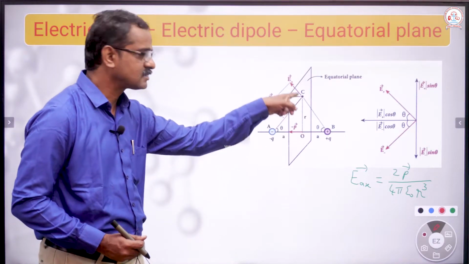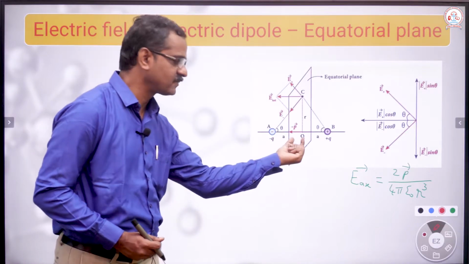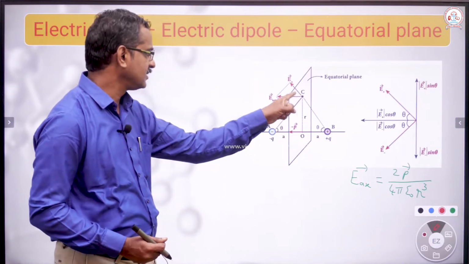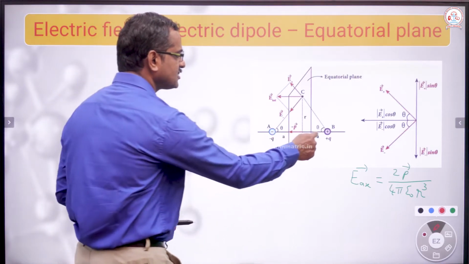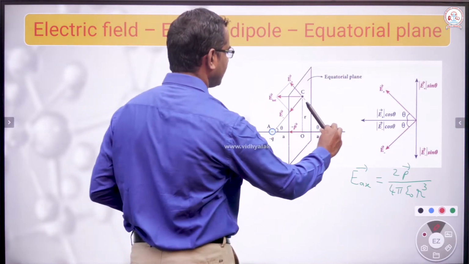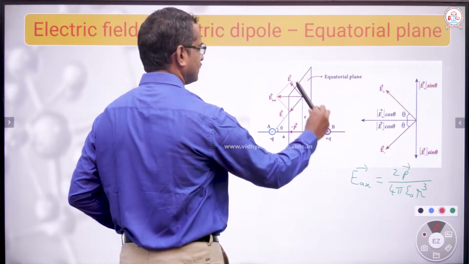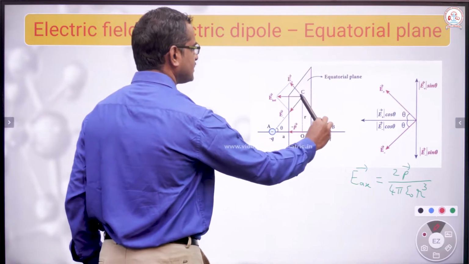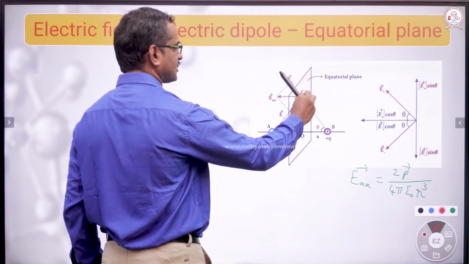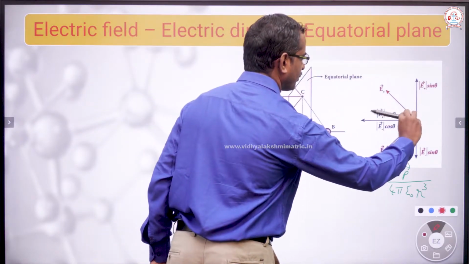r is the distance of the point C from the center of the dipole. Due to this plus charge, the electric field will act along this direction, and this electric field is resolved into two components.